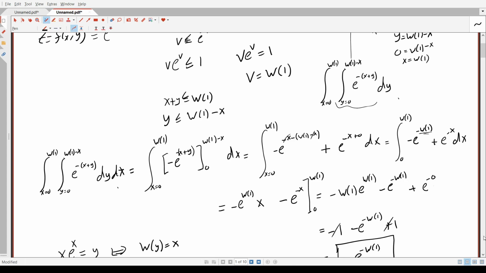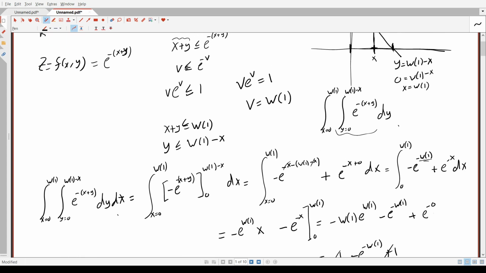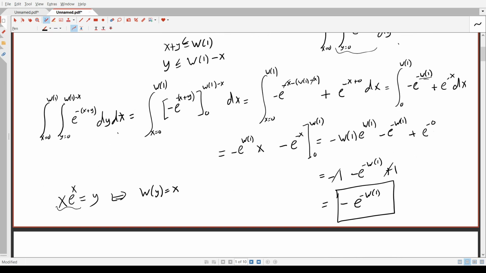Let me pull up real quick the other homework questions, because I actually do want to do one of them. Here we are. Okay, so it says reverse the order of integration for this function. Let me copy this.